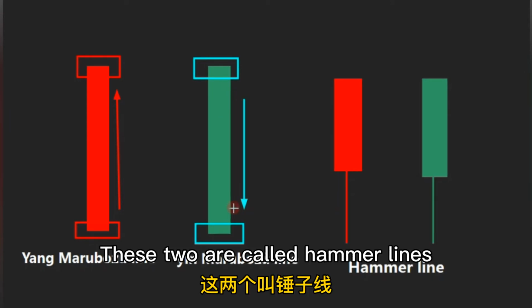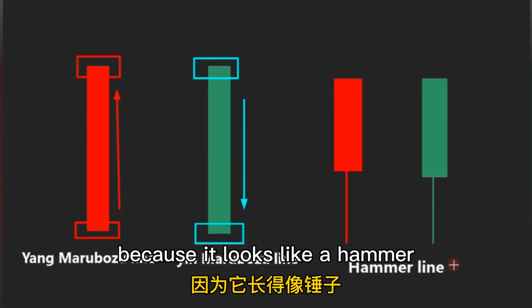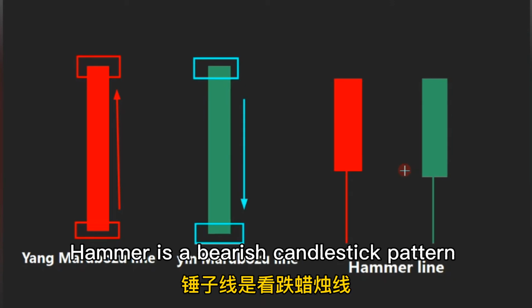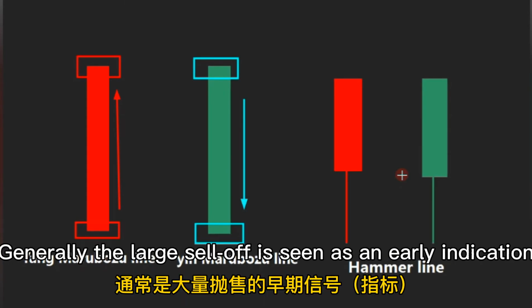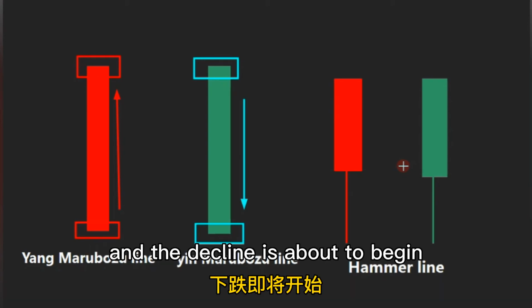These two are called hammer lines because they look like a hammer. Hammer is a bearish candlestick pattern that forms at the end of an uptrend. Generally, the large sell-off is seen as an early indication that the bulls, that means buyers, are losing control and the decline is about to begin.